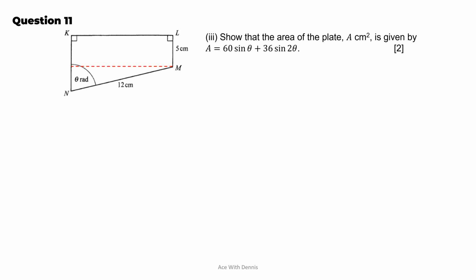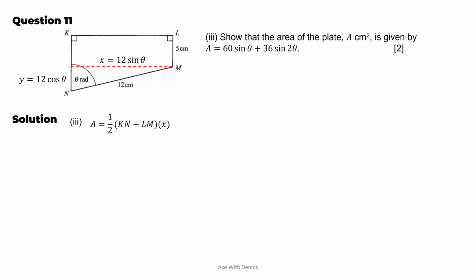Part 3. Show that the area of the plate, A cm squared, is given by A equals 60 sine theta plus 36 sine 2 theta. 2 marks. Here's the solution. So we know that this length x is 12 sine theta and this length y equals 12 cosine theta.